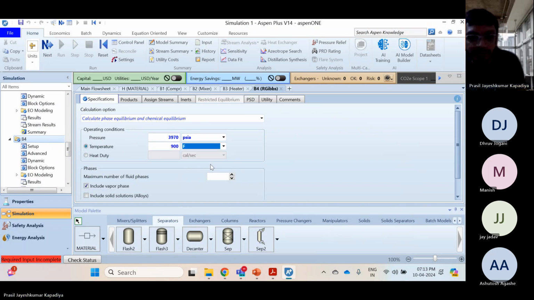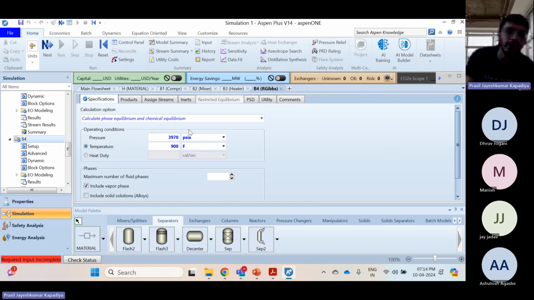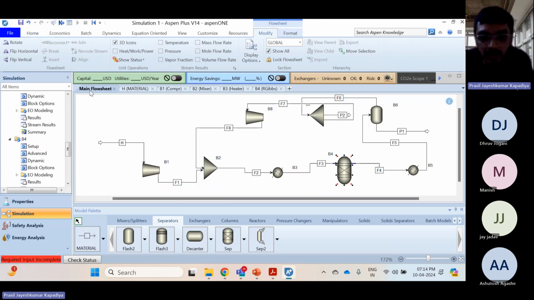Any idea? They're using Gibbs energy. Yeah, using this equilibrium, we are saying calculate phase equilibrium and chemical equilibrium. Then when there is N2, H2 and NH3 as a mixture, it will find a point with minimum Gibbs free energy when ammonia is formed. So it will automatically take ammonia as a product. So we don't need to mention any reaction here.